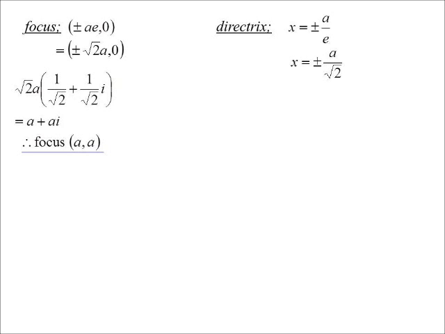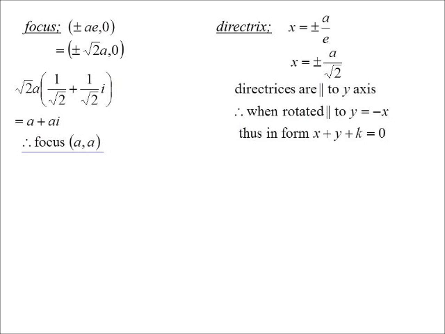We know originally it was plus or minus a on e, which now we know to be a on the square root of 2. The directrices are parallel to the y-axis at the moment. So when we rotate them, they will end up being parallel to y equals negative x, because we're rotating 45 degrees. So I know that it'll be in the form x plus y plus some constant number will equal 0.